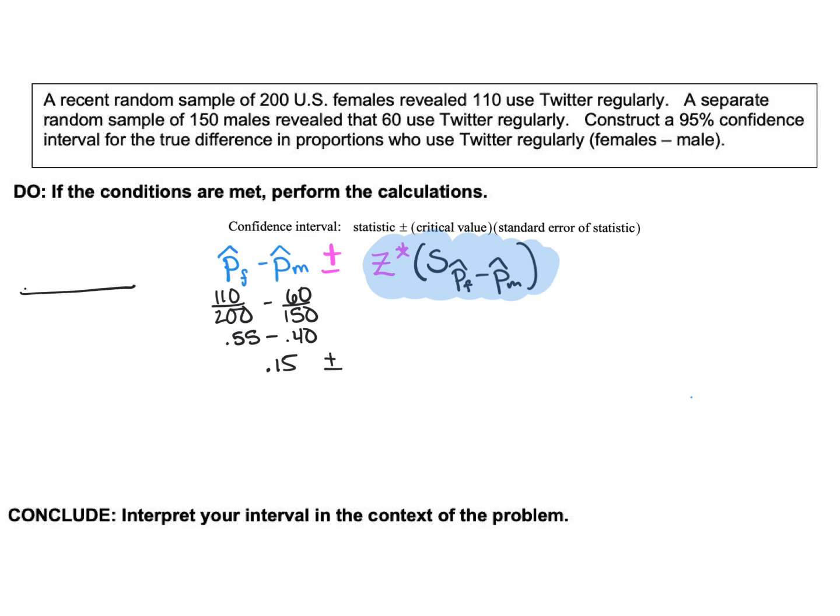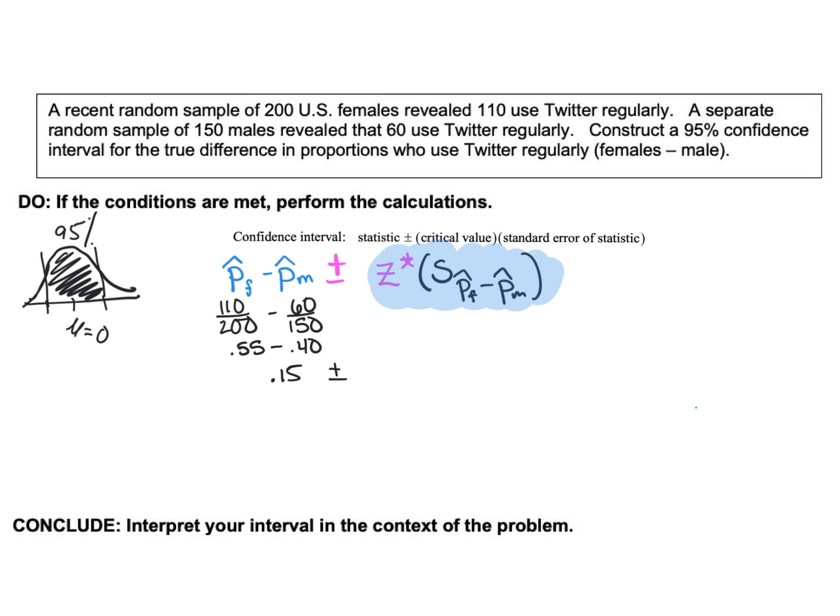Reminder of how to do that. We are using a normal distribution. We went through our conditions to see that that's possible. So we're looking for what critical values correspond to a 95% area. So I can use inverse norm to get my critical value.